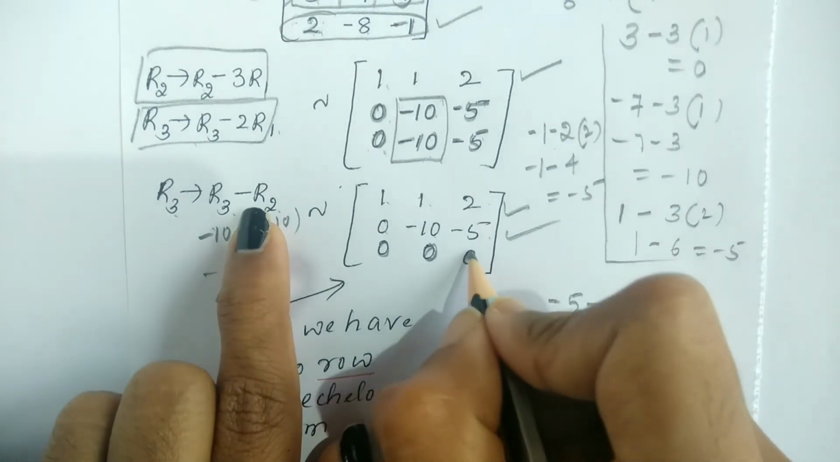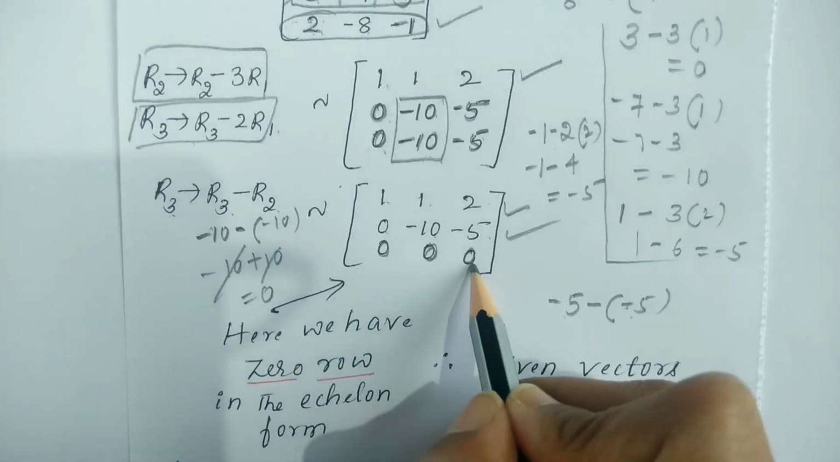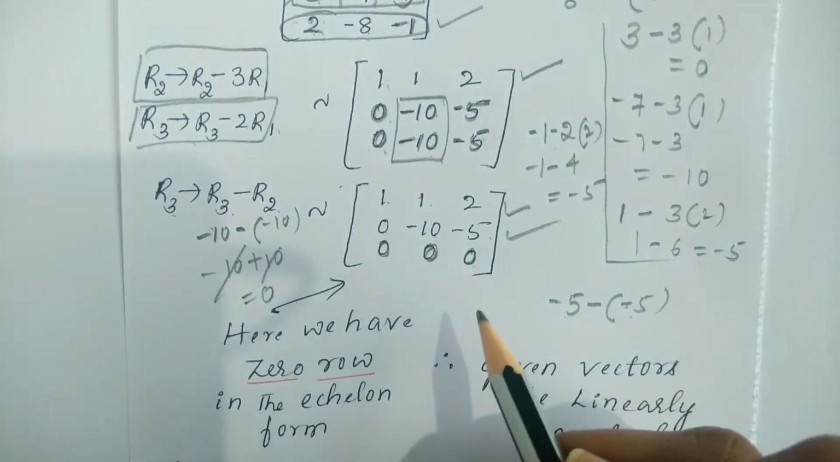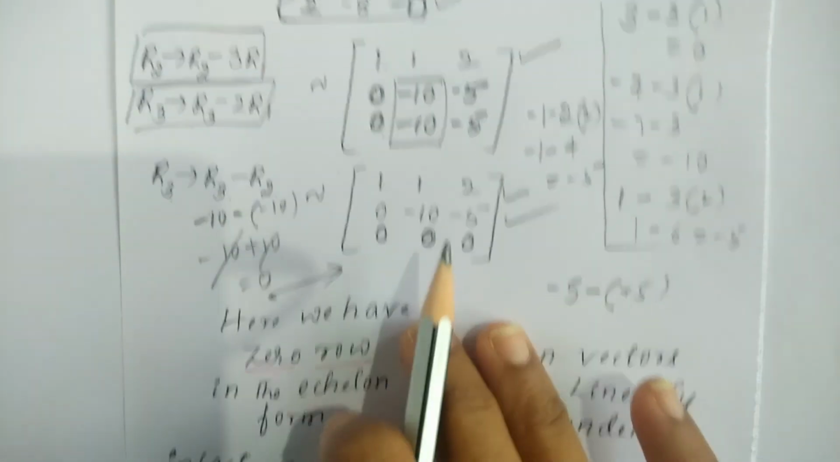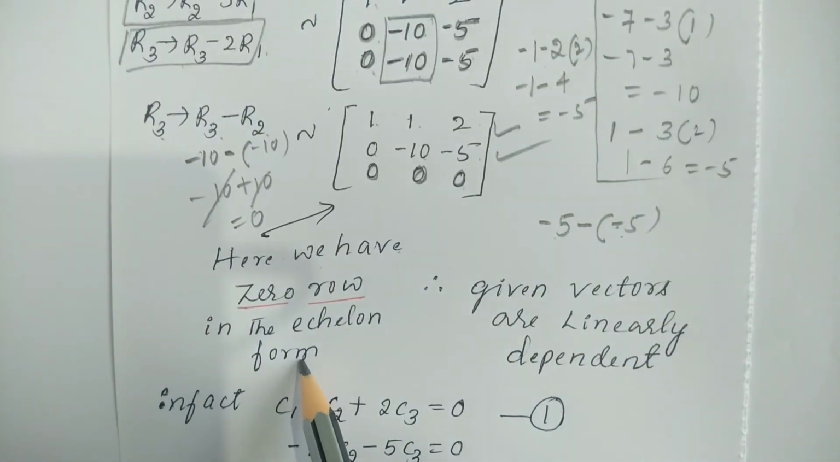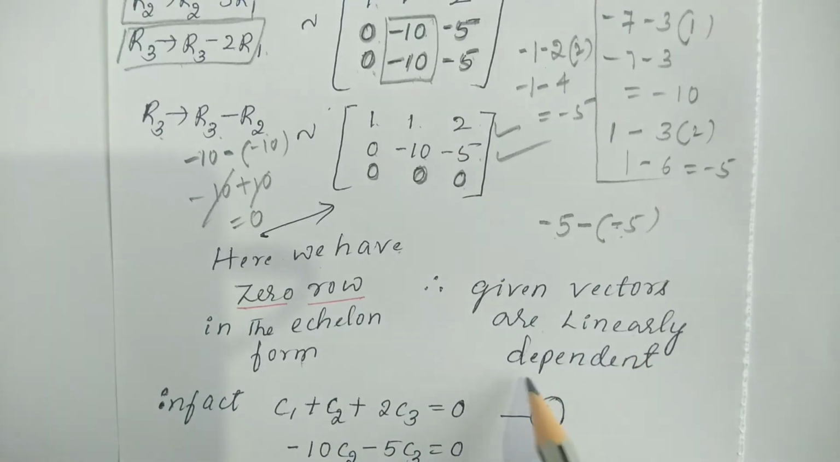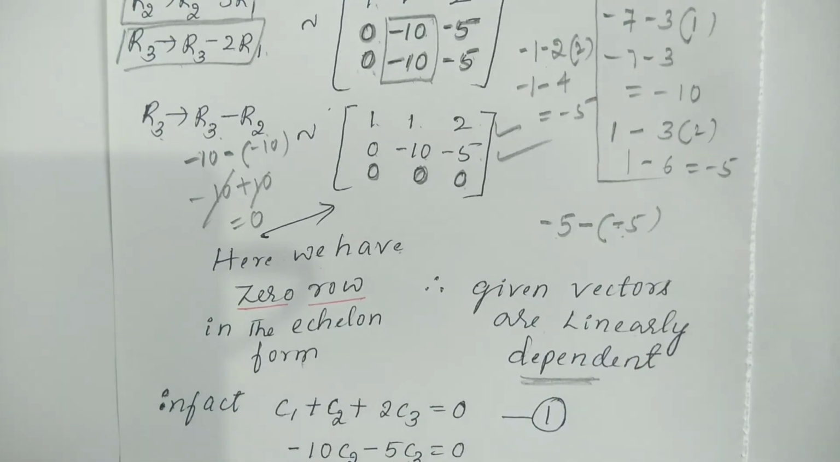Plus 5 minus 5 gets cancelled. We get 0. Here we have the 0 row. So here we have a 0 row in the echelon form. What does it mean? The given vectors are linearly dependent. Is it okay? So linearly dependent means what? Not all the scalars are zeros.